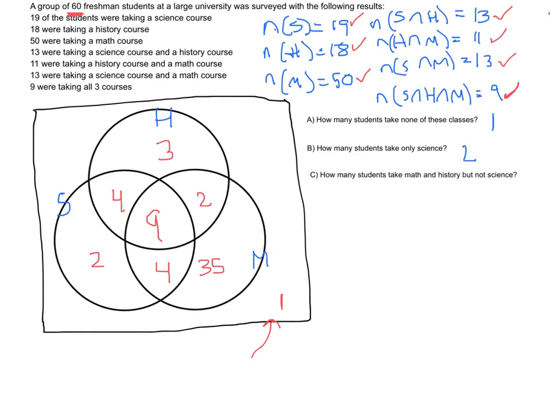Our last question says, how many students take math and history but not science? Well, if we're looking at that, we're looking at the intersection of math and history. But here's the thing. It's math and history, that's these 2 regions, but not science, which means it can't fall into this region here because this region is in science also. So math and history but not science is this region here, which again happens to be the answer number 2.